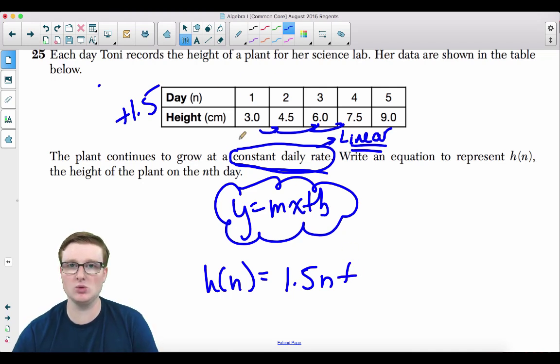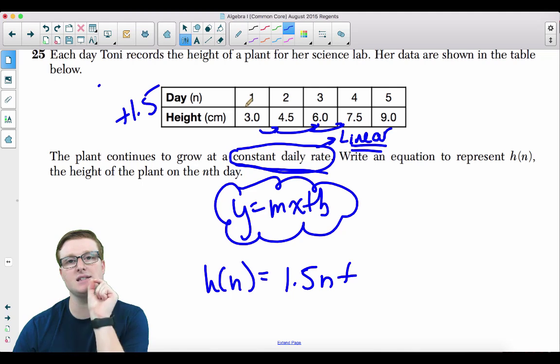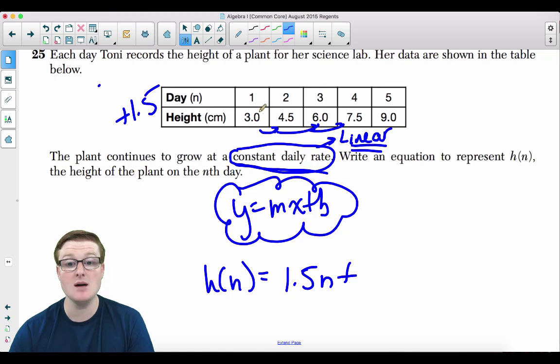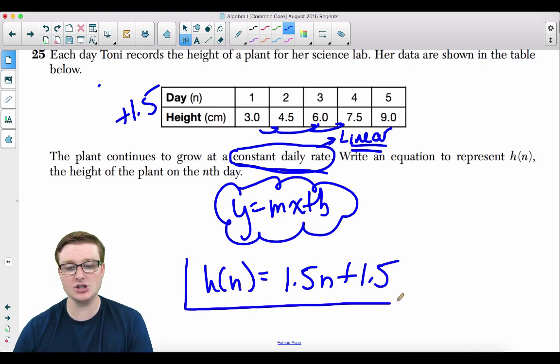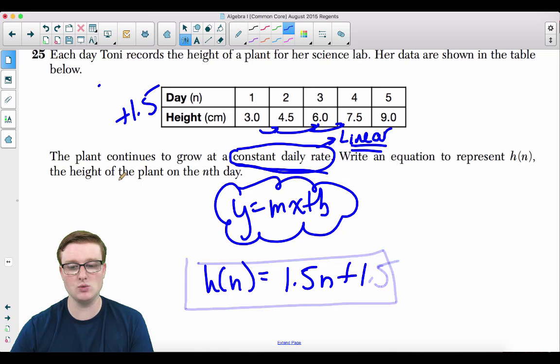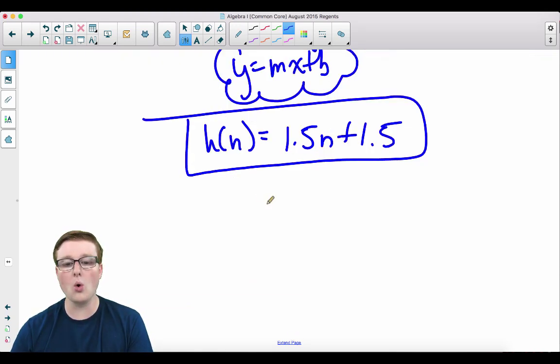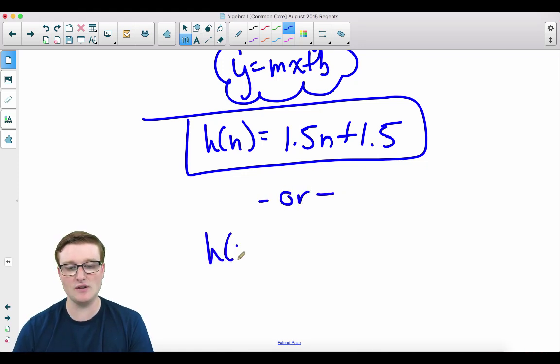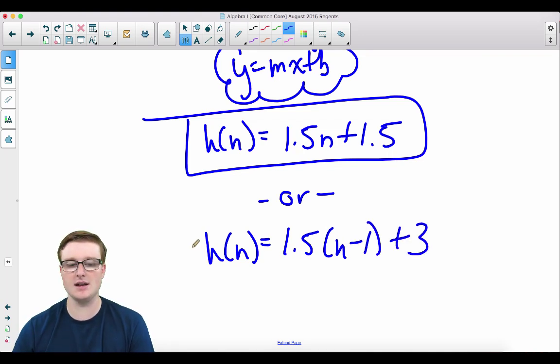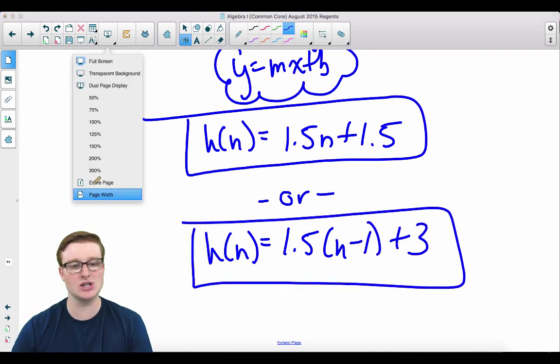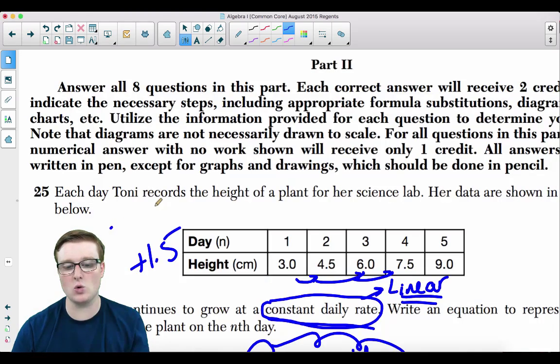Now, it doesn't tell you what your y-intercept is here. Your y-intercept is the value of y where x is equal to 0, but they don't tell you what the 0 is. But you know that if it's increased by 1.5, just go 1.5 less, and then you get 1.5. So this answer is perfectly acceptable: h of n equals 1.5n plus 1.5. Or you could also say h of n equals 1.5 times (n minus 1) plus the number 3. Either one of those answers is perfectly acceptable to get this question right.